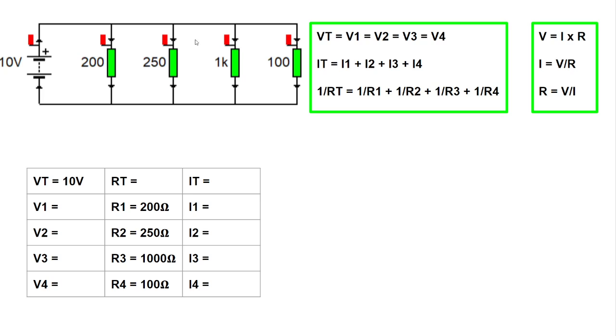Instead of passing through all of them and losing part of their voltage in each one, they only pass through one and lose all the voltage in that one. That's the reason all the voltages are the same in a parallel circuit.